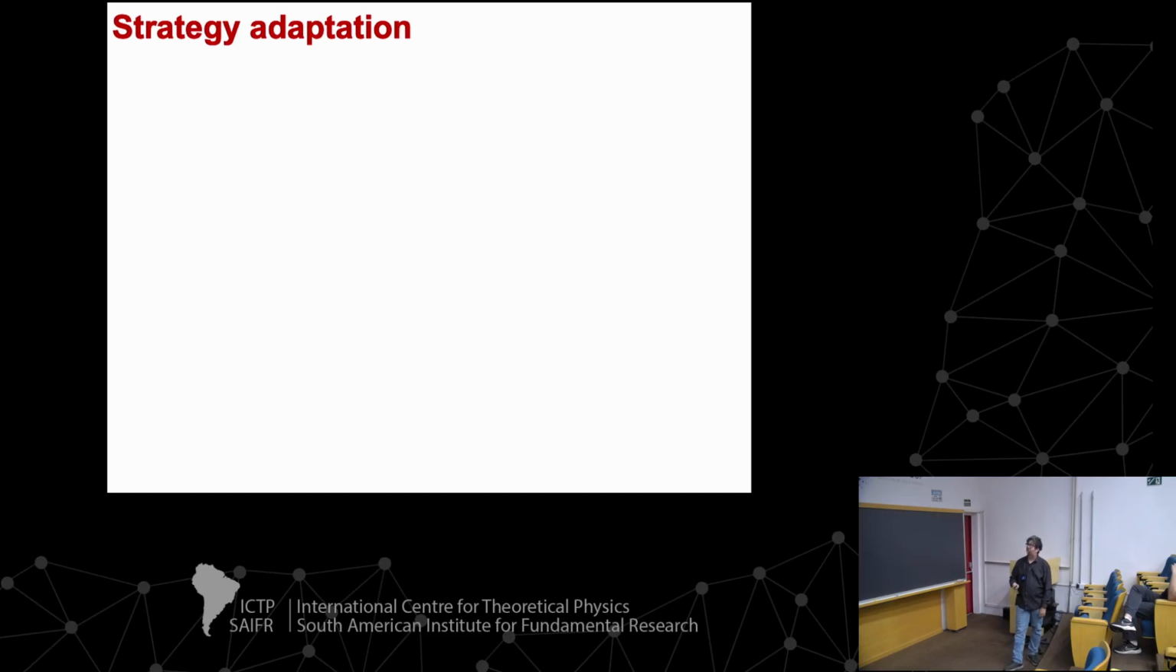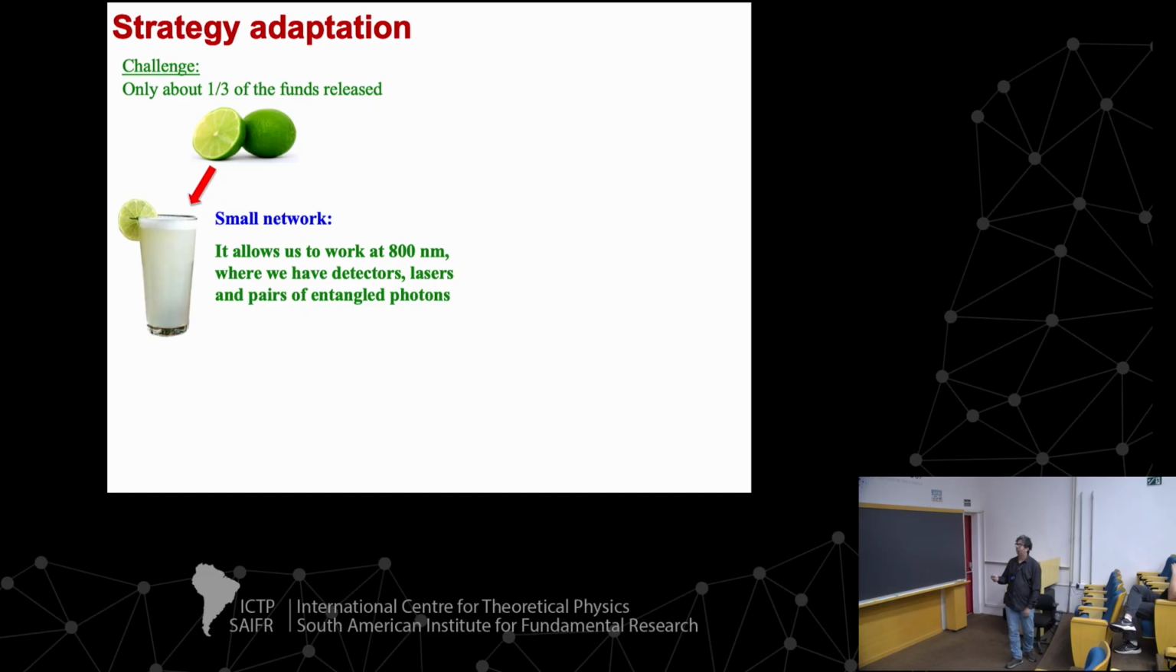But we have to adapt our strategy, because for our project, we just have 1/3. Now it is moving maybe to 1/2.5, so it was a bit more, a little more funds were liberated. And we didn't have enough funds to really follow the original project. The way we moved around, we made some lemonade with the lemons. Since we have a small network, we can actually work with these photons at 800 nanometers. That's what I just showed: they have a lot of attenuation, but they survive.